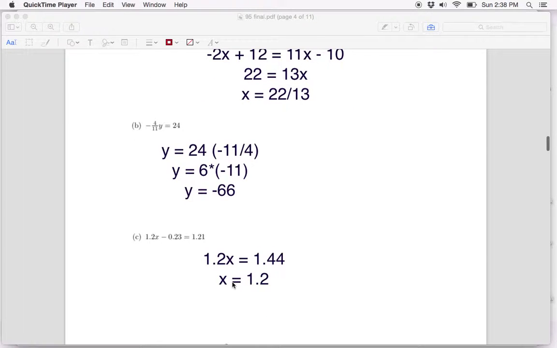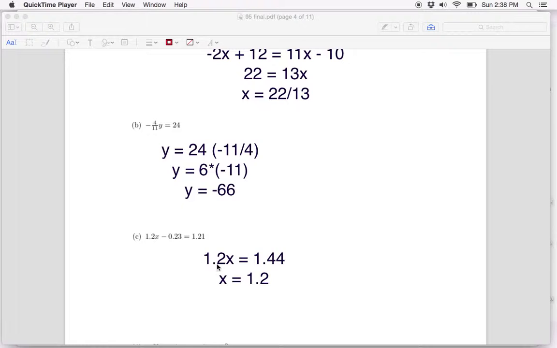Alright, in this one, very similar. Remember when you're solving equations, it's like doing the order of operations backwards. So I'm adding 23 hundredths to both sides, so I get 1 and 44 hundredths.